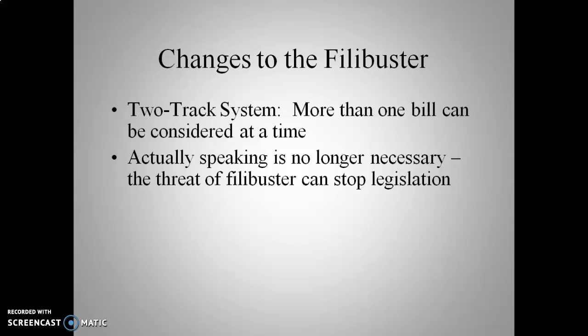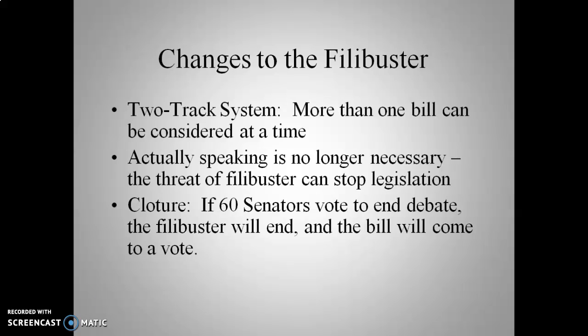At this point, the legislation stops unless you can bring the debate to an end through something called a cloture vote. Cloture happens if 60 senators vote to end debate. If 60 senators vote to end debate, then you will be able to force that filibuster to end and vote on the bill. Now think about this though, 60 senators, there's 100 senators total, 50 states, 2 senators per state.